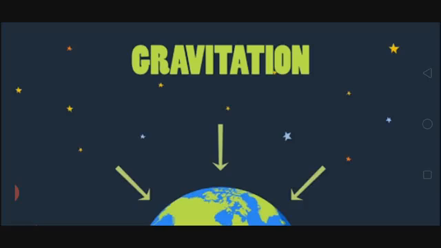So Isaac Newton understood that it is this same force with which objects are attracted towards the Earth, and a satellite revolves around the Earth, and planets revolve around the Sun, and he called it the gravitational force. So this is the same force by which the objects are attracted by the Earth, and the satellites revolve around the Earth, or planets revolve around the Sun. And this force he called the gravitational force.